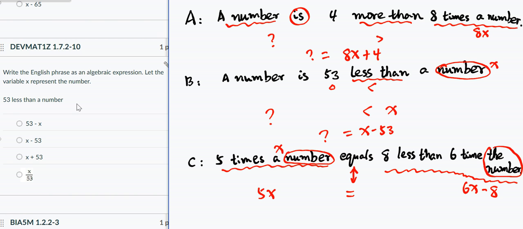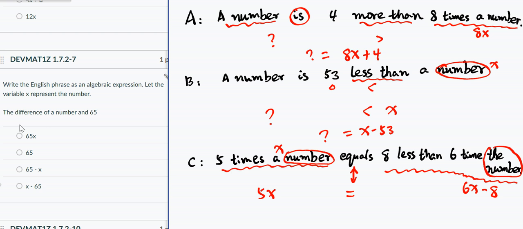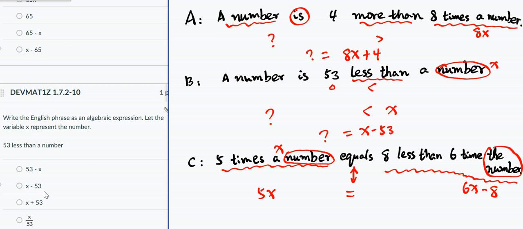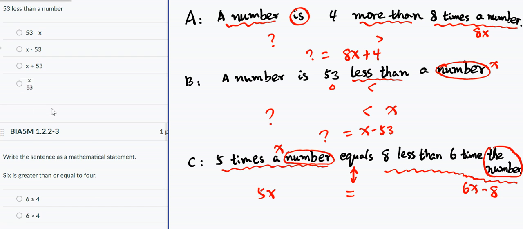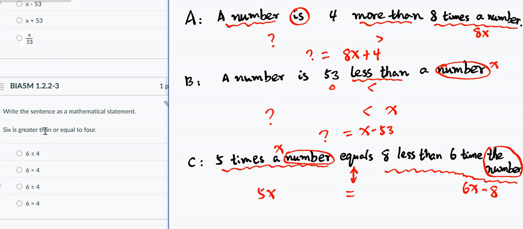which is different from what? From here. The difference of a number and 65 is x minus 65. But down here is 53 less than a number. This number goes first, and then minus 53. Want to know those differences, how the English is wording. That's important.